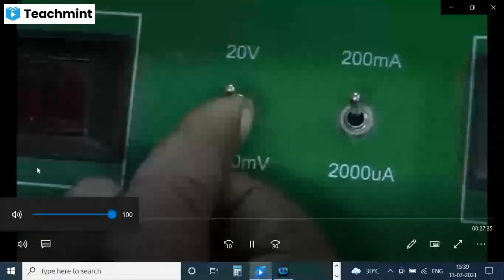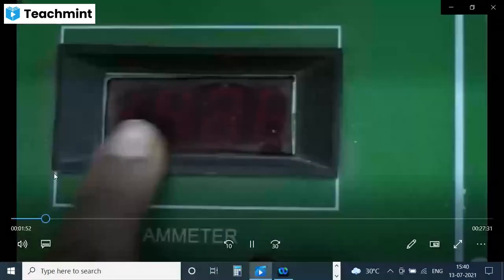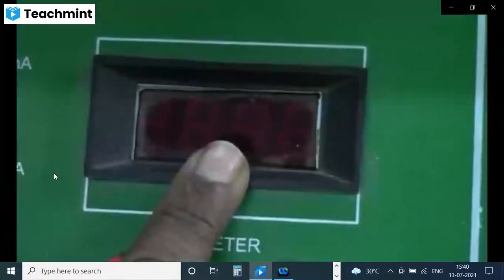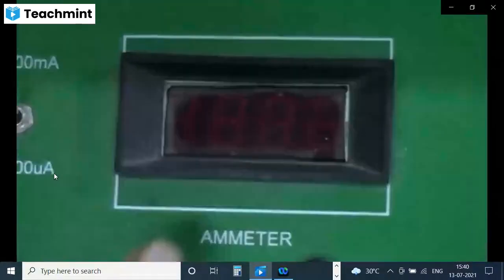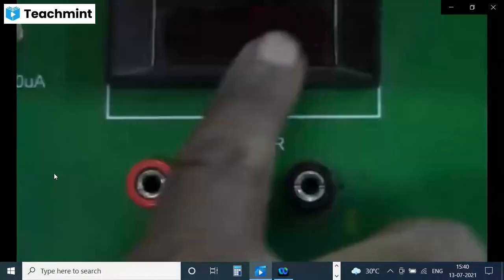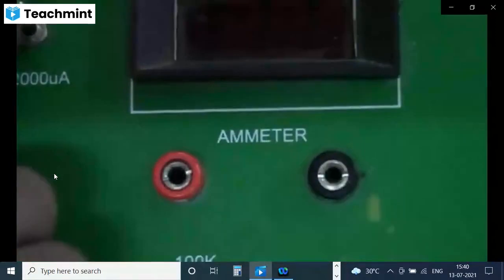This is called the ammeter. This is actually a digital ammeter which will display the current in digits. This is the ammeter positive terminal and this is the ammeter negative terminal. This is the range switch.